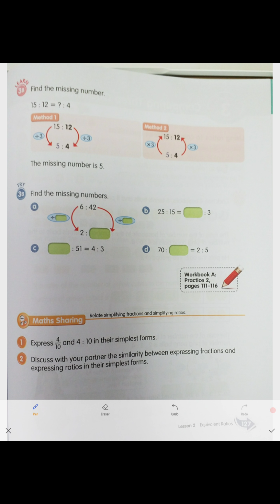Find the missing number, 6 to 42. So 6 and 2, right? We need to divide by some number to get 2, right? Obviously this is 3. So if this is 3, this one is also 3, right? So 42 divided by 3 is 14. Okay, very easy. 15 and 3, right? You need to divide by what? What is the common factor? Common factor is 5, right? So 25 divided by 5 is 5. Okay? All right.